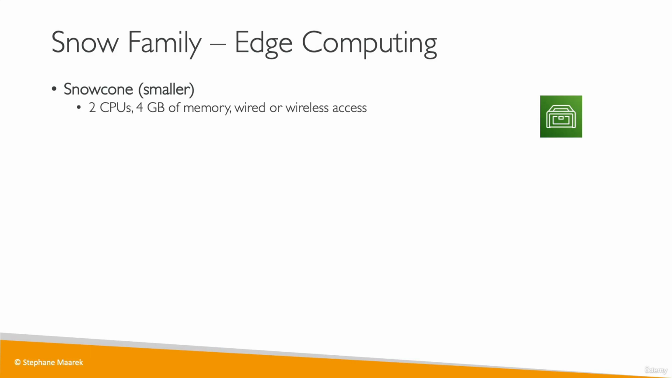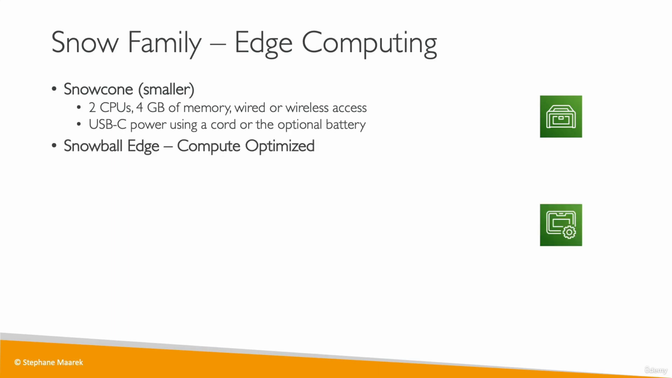We have the Snowcone, and it comes with 2 CPUs, 4 gigabytes of memory, has wired or wireless access, so Wi-Fi. It's powered by USB-C, and an optional battery. Then for Snowball Edge, it's compute optimized. So we have 2 different flavors again.